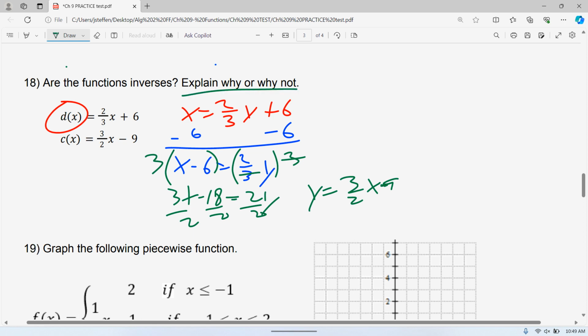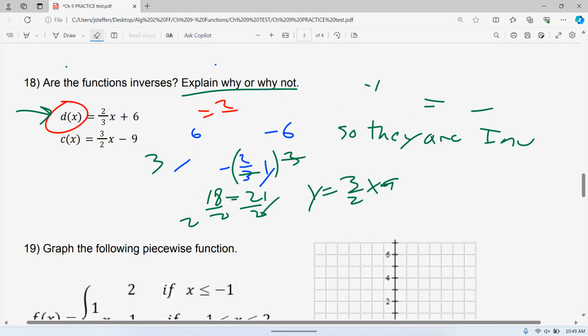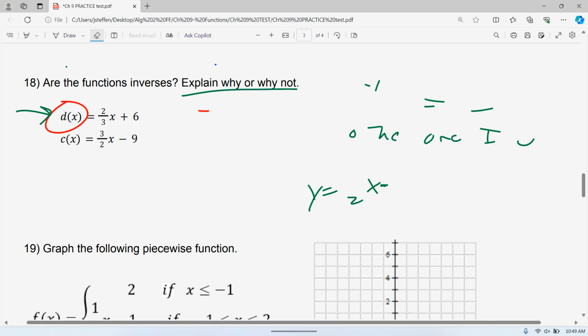Now, to explain why or not, all you need to do is we just found the inverse of d of x. So the inverse of d of x is equal to c of x. So they are inverses. Because the inverse of d of x is equal to c of x, it means they are inverses. So that's the way I would do it. That's the first way. The other way you could do it is using composition. The only downside to that one, besides that composition is new, is that you have to do it twice.